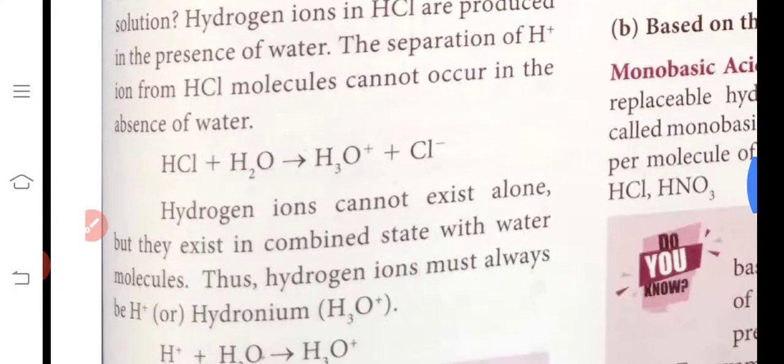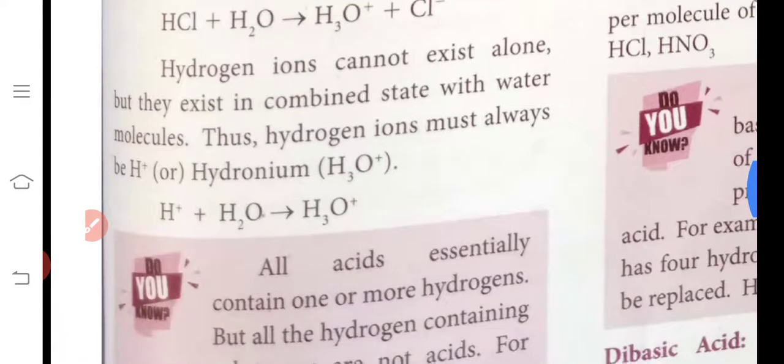Next, HCl plus H2O gives H3O+ and Cl- ions. Hydrogen ions cannot exist alone. They exist in a combined state with water molecules. Thus hydrogen ions must always be H+ ions or hydronium ions, H3O+ ions. H+ plus H2O gives H3O+ ions.